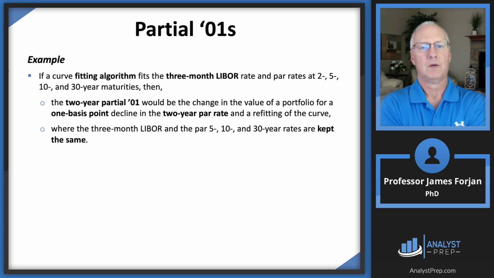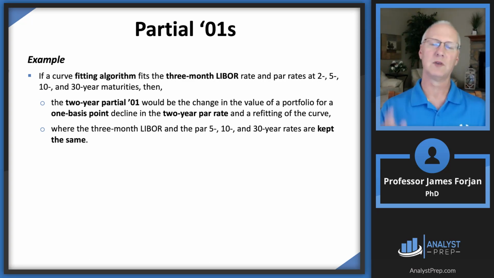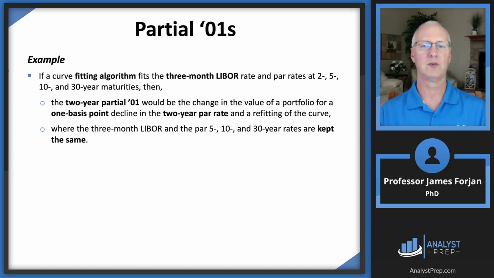All right, let's suppose that we've got this 3-month LIBOR rate and par rates at 2, 5, 10, and 30-year maturities, and we do this using some kind of fitting algorithm. The 2-year partial 01 would be the change in the value of the portfolio for a 1 basis point change in the 2-year par rate. That's really important, based on what I said to you earlier about the par rates and the spot rates. But of course, the other rates, the 3-month, the 5, and 10, are kept the same.